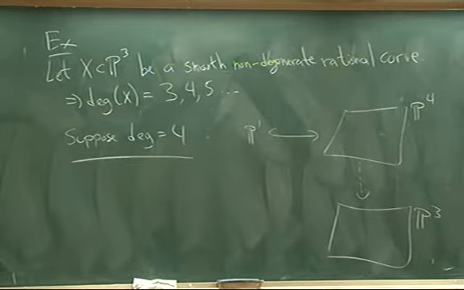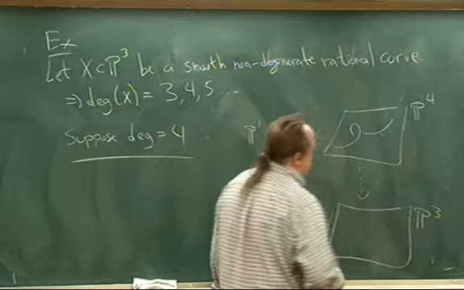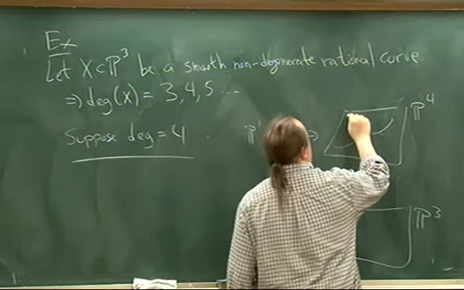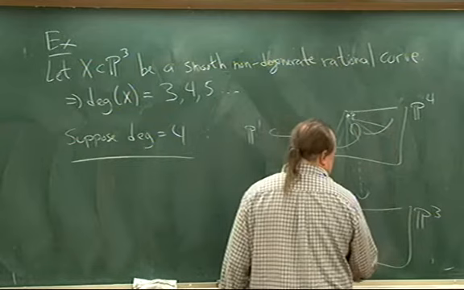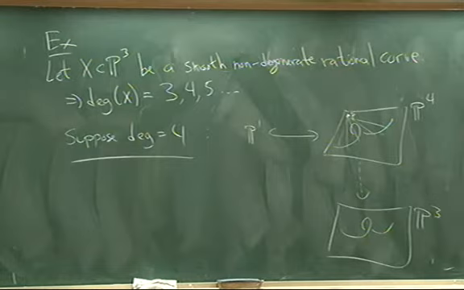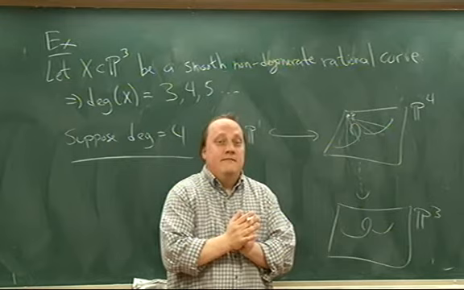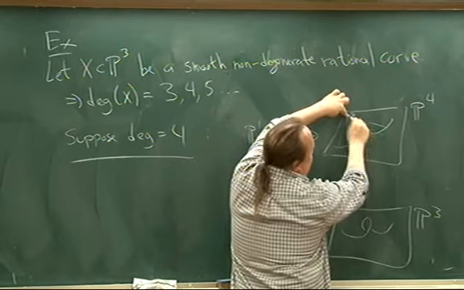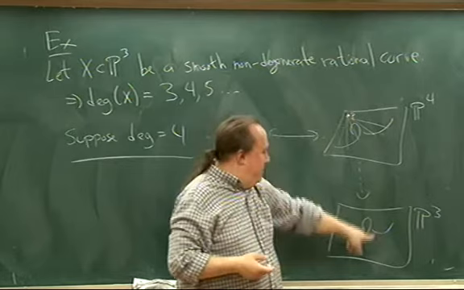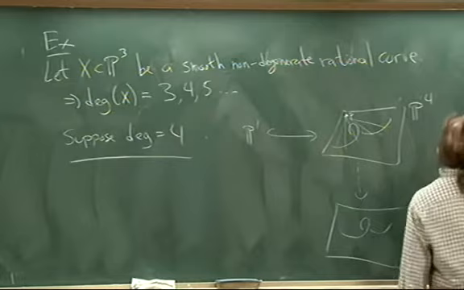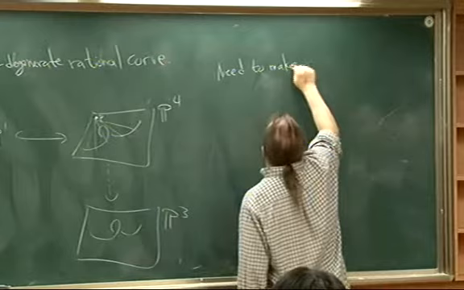But this isn't any old projection, right? You've got your curve. How do we get from P4 to P3? Well, we took a point P, and we projected. And we got this. What's the one thing we have to be careful of? Make sure that from this point P, every line through P only hits the curve in one point. If that line through P hits the curve in two points, those two points are going to get identified down here and we won't have a smooth curve. So we need to make sure P does not lie on a secant line.